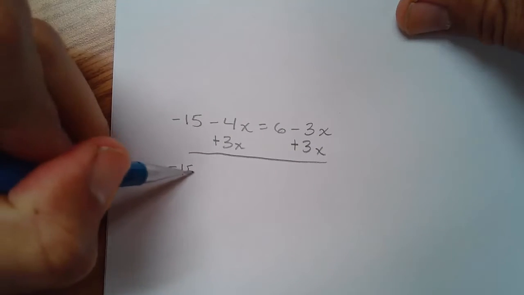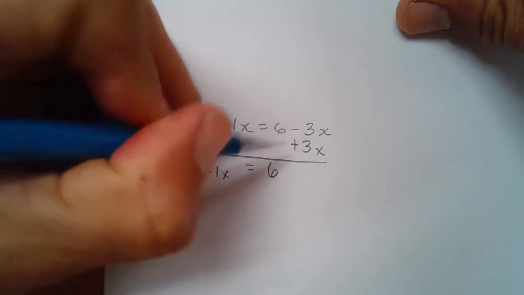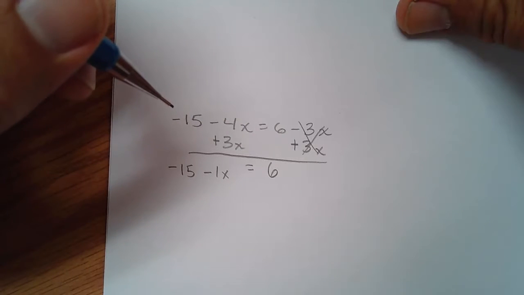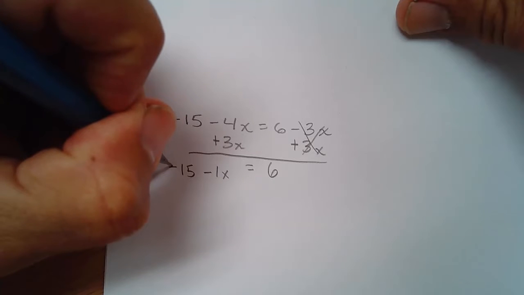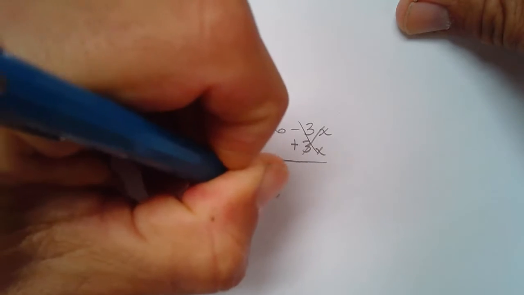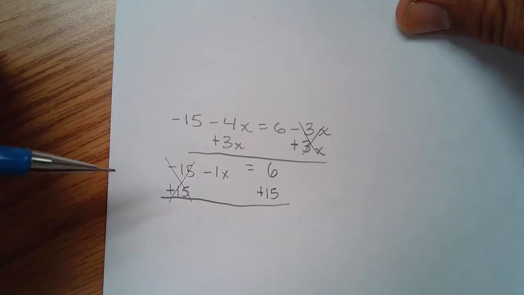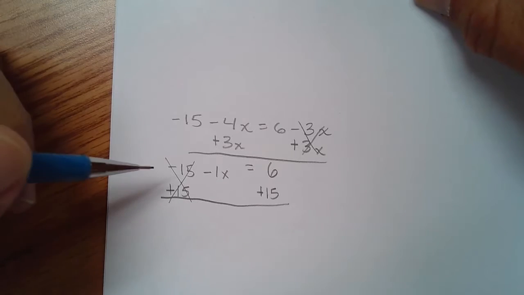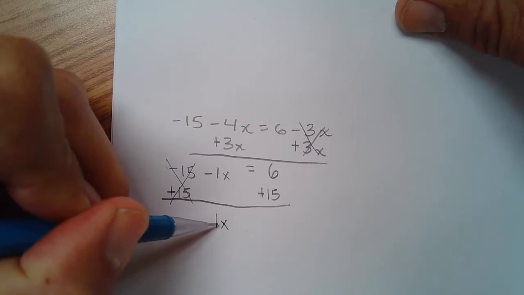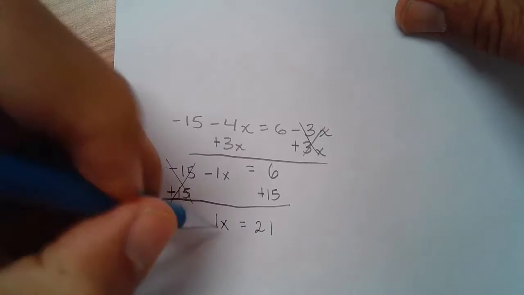And I have negative 15. This ends up being negative 1x equals 6, and these cancel each other out. Okay, next, I'm going to add 15 to both sides. And what this does is now these constants, which are really just terms without a variable, are canceled out. What do I have? I have negative 1x. I'm super close to knowing just what x is. And 6 plus 15 is 21.